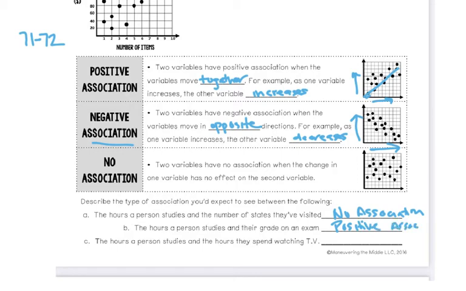I'm going to abbreviate that right there. And letter C, the hours a person studies and the hours they spend watching TV. Well, if you're spending more hours studying, then you're more likely to not be watching as much TV, and vice versa. So we would say that's a negative association. So while one increases, the other decreases. Okay.